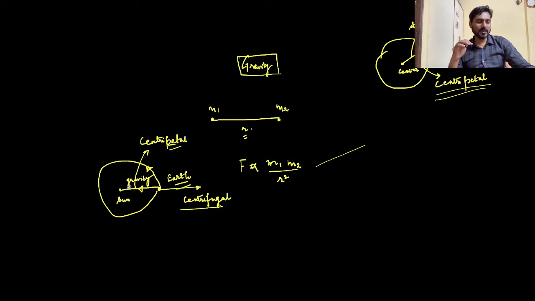Okay, or let me put it another way. If I bring earth closer to sun, should earth revolve at the same speed or should it revolve at a different speed if we bring it closer to sun? Anybody? So the question is that if we bring earth closer to sun, should it revolve faster or slower?